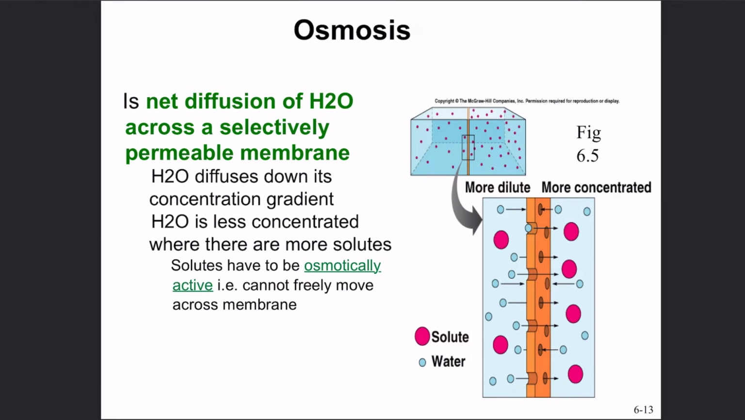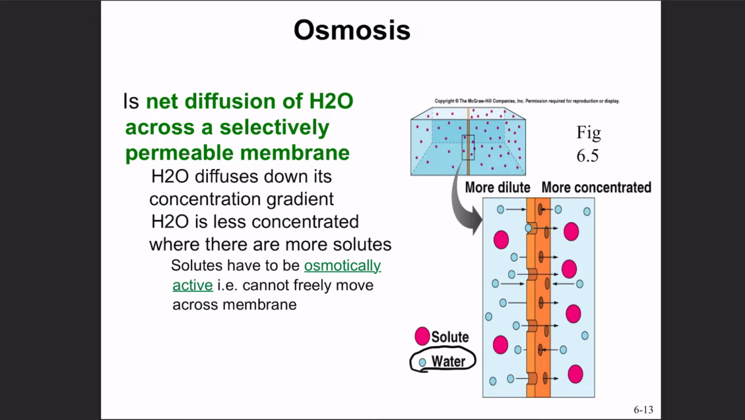Osmosis is the net diffusion of water across a selectively permeable membrane. So water is a molecule just like any of these solutes, even though we may not always draw them in our images or we can't observe it necessarily.